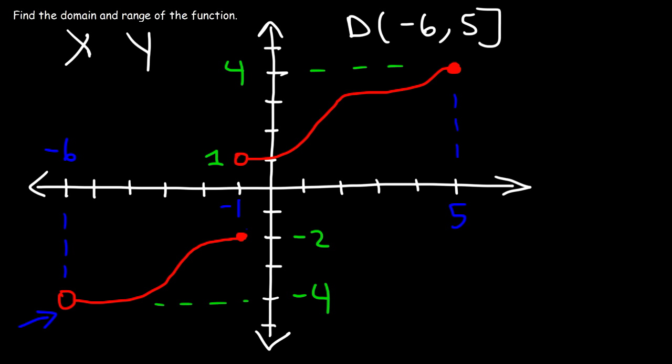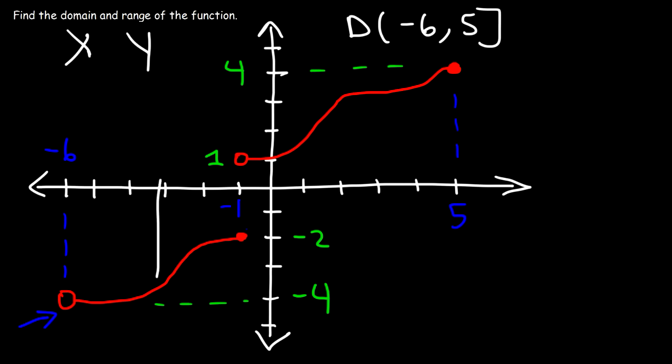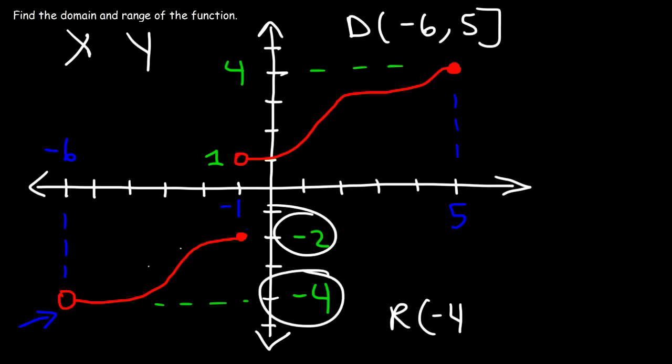What we need to do is use the union symbol that will connect the range of this expression with the range of this expression, omitting everything in between since there's nothing there. So we're going to go in this direction, from the low value to the high value. The lowest y value is negative 4, and we need to use parentheses because we have an open circle. So it goes from negative 4 to negative 2.